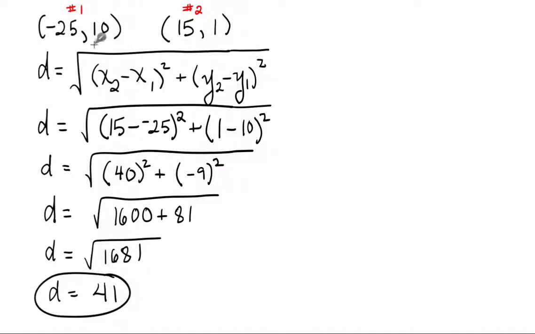So the distance from point number 1, -25, comma 10, which would be located perhaps here off into the second quadrant, and the point 15, comma 1, which might be somewhere in the first quadrant like that, that distance is 41 units. That is the meaning of this formula.